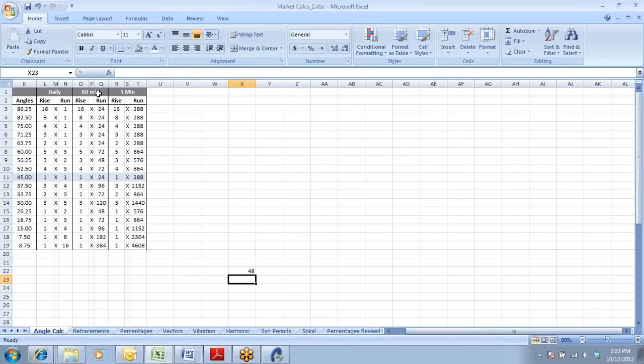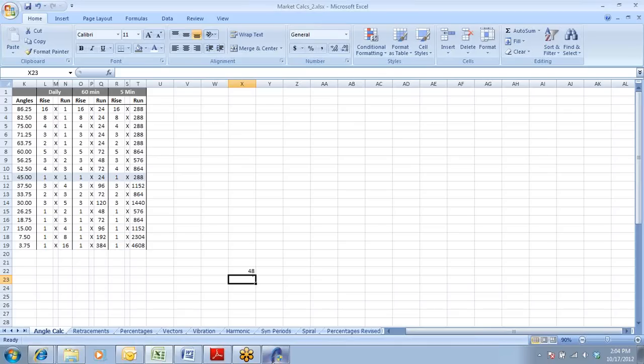You'll see here different numbers for the 60 and the 5, which I'll get into. Essentially, I use the daily, 60, and 5-minute charts. So the slope, for example, of the 2 by 1 on the daily, 63.75, because there are 24 hours in a day, becomes 2 by 24 on the hourly chart. And because there are 288 5-minute bars in 24 hours, that's a 2 by 288 on the 5-minute chart. I'll show how I use that in just a second.